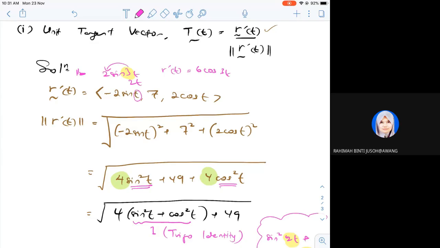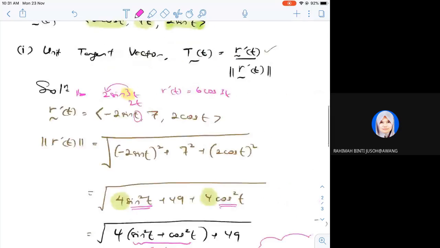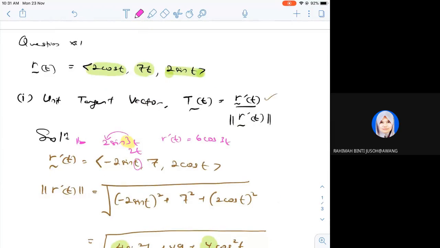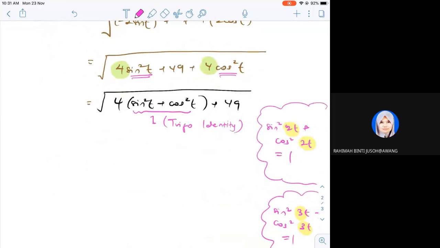Understand? So you have to be careful with the coefficient. Because guys, this question is sequential. If you are wrong at the earlier part, then the rest of your solution will also be wrong. So you have to be careful. Alright, so now let us continue with our solution here.